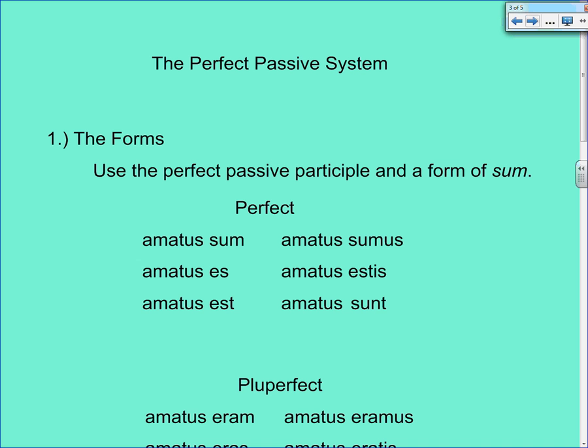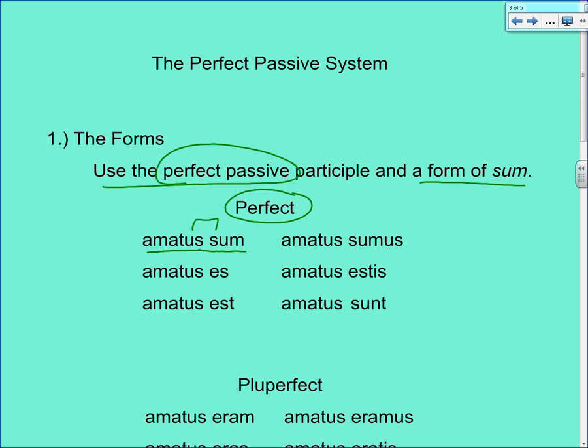Number one, we're talking about the forms. We're going to use that perfect passive participle that we've had for the last 10 minutes or whatever as the base, and then we're going to use a form of sum. It is very important that when I look at the perfect passive tense, I use that form of sum, but think of this as one word. Think of it as one word. Amatus sum is one word. They are not two separate words.